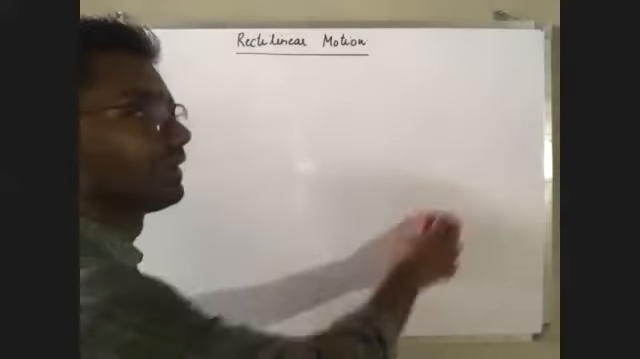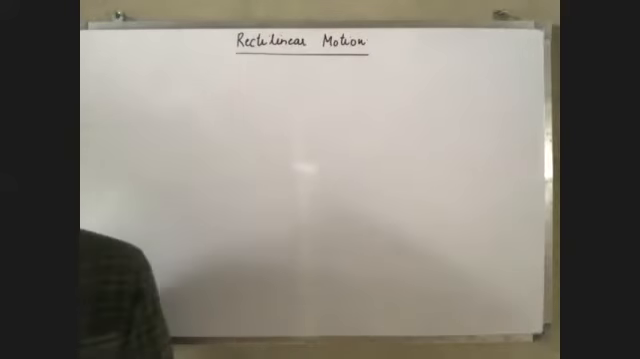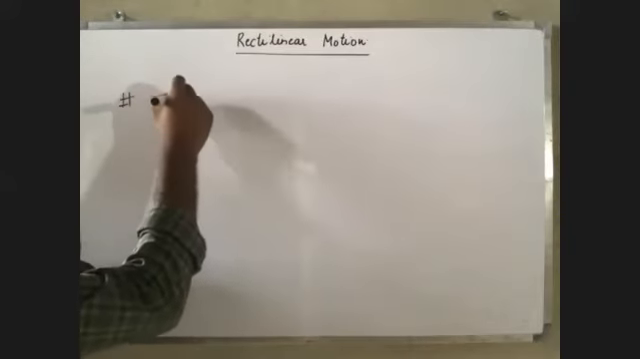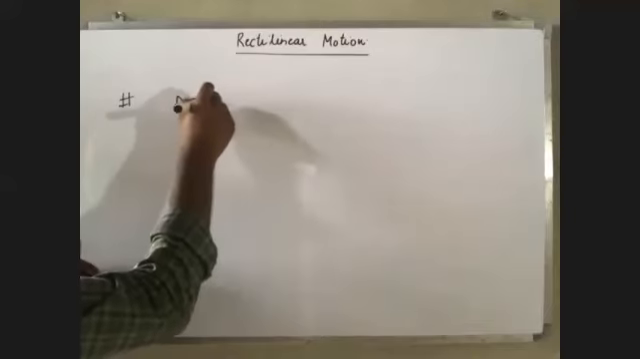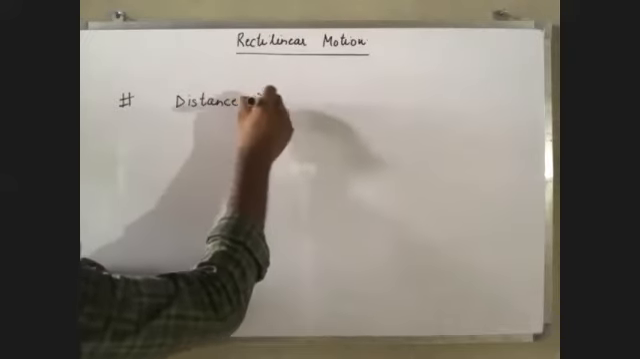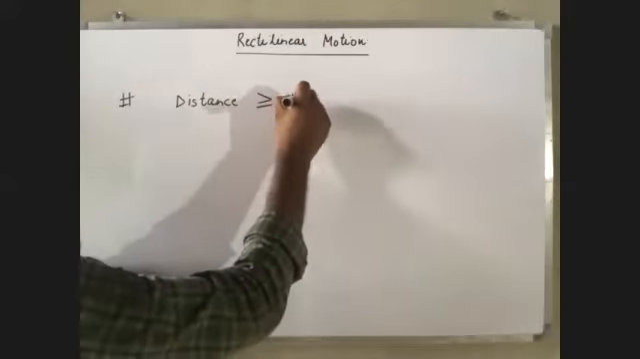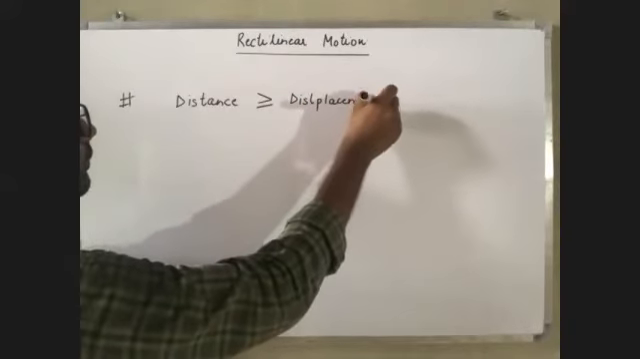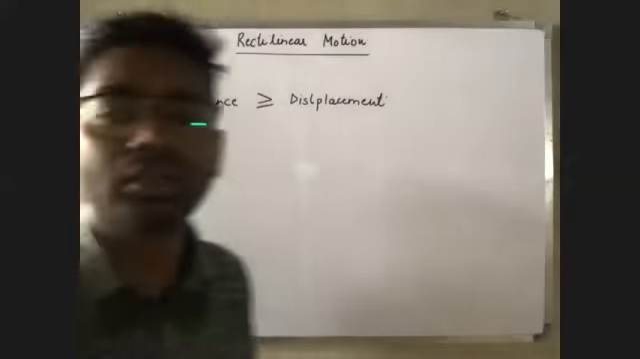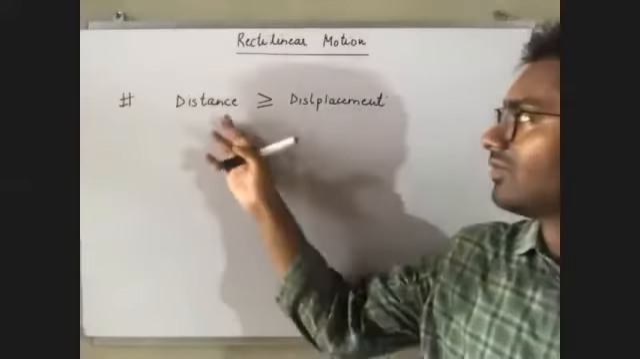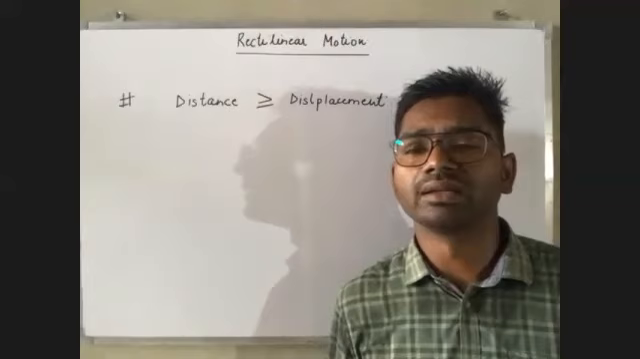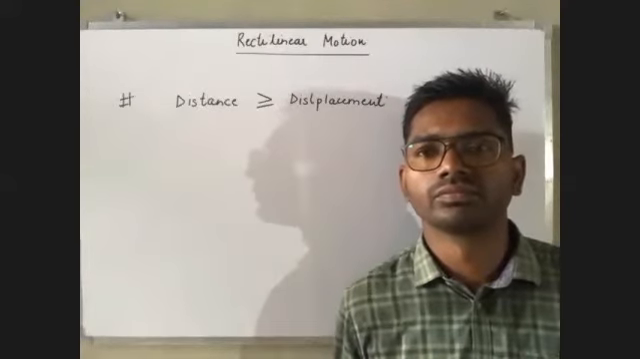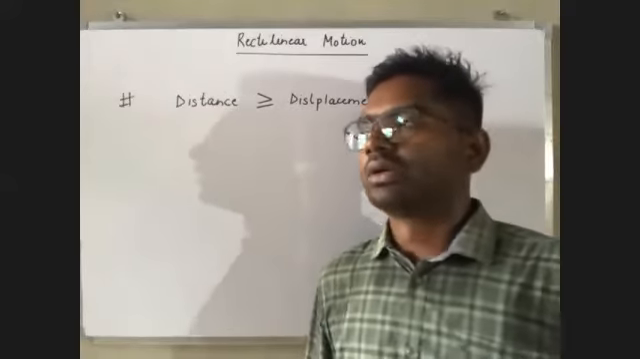So we can write down one statement that distance is always greater than or equal to displacement. Can I say that the distance traveled by a particle will always be greater than or equal to the displacement of the particle? Is it right? Can we say that? Is it clear to everyone? Okay, so everyone note it down.